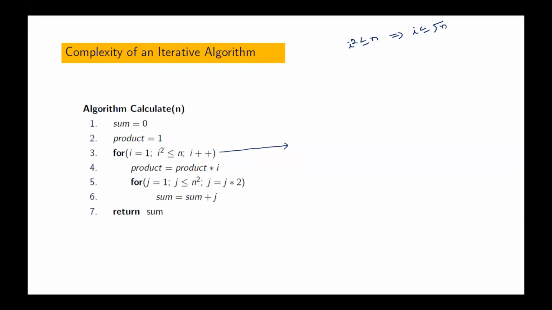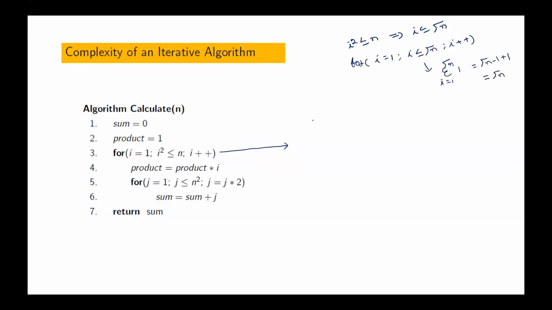i squared less than or equal to n is the same as i less than or equal to square root of n. So the for loop becomes for i equal to 1, i less than or equal to square root of n, i plus plus. How many times is it repeated? For each value of i, one time, it is square root of n minus 1 plus 1. This is square root of n times.